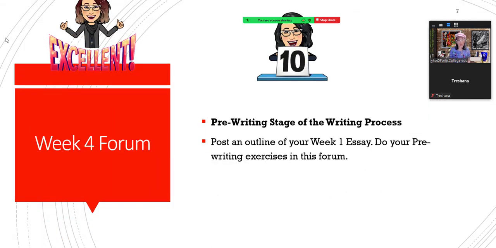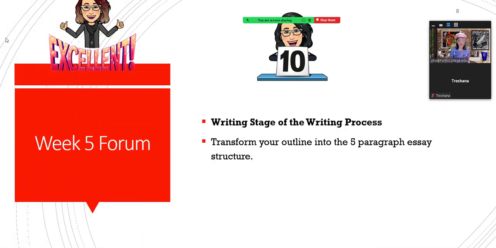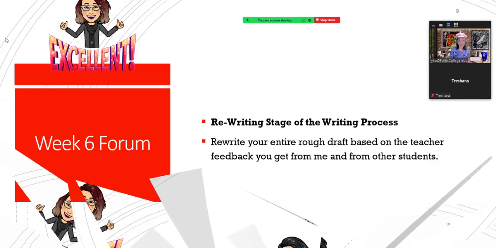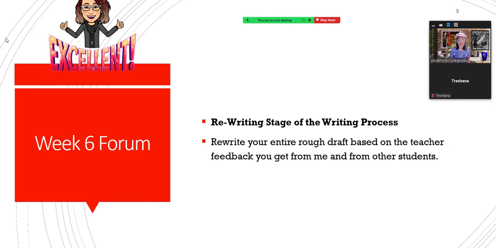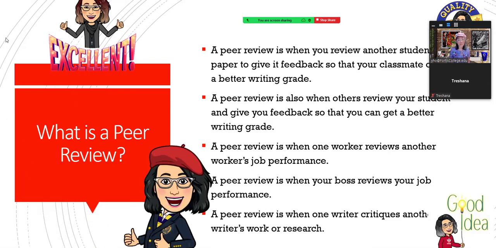So in the pre-writing stage of the writing process, you posted an outline of your week 1 essay in your week 2 assignment. Then in week 5, you're going to transform your outline into a 5-paragraph essay structure. And then in week 6, you will rewrite your entire rough draft based on teacher feedback that you get from me. So what is a peer review?